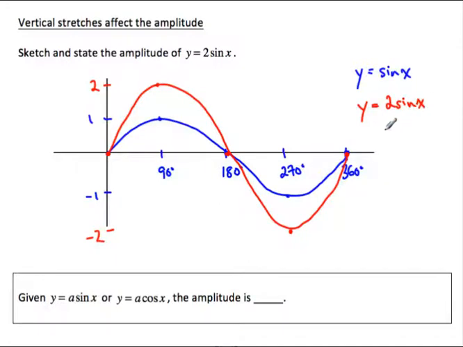The 2 in front acts as a vertical stretch, as we've seen with other functions, and the language that we'll use for trig functions is that it affects the amplitude. Remember, the amplitude is the height of a crest or the depth of a trough. In general, then, given y is equal to a sine x or a cos x, the amplitude is going to be a. In the example that we saw here, a was equal to 2. So vertical stretches affect the amplitude.